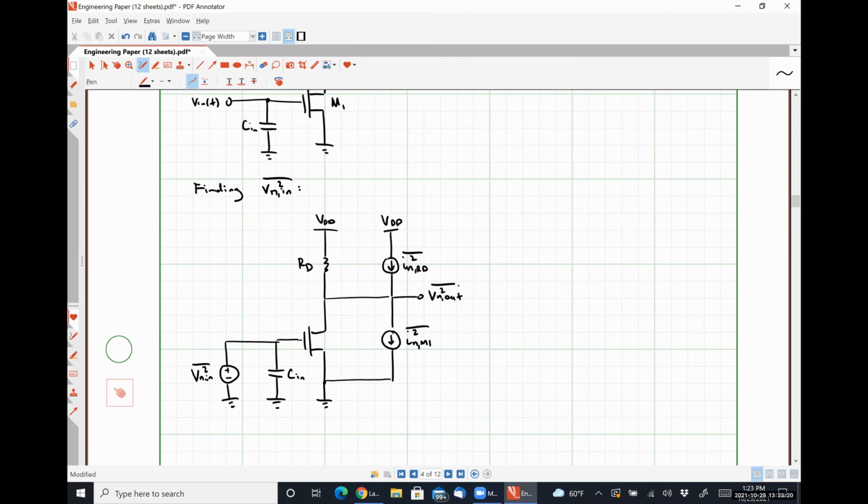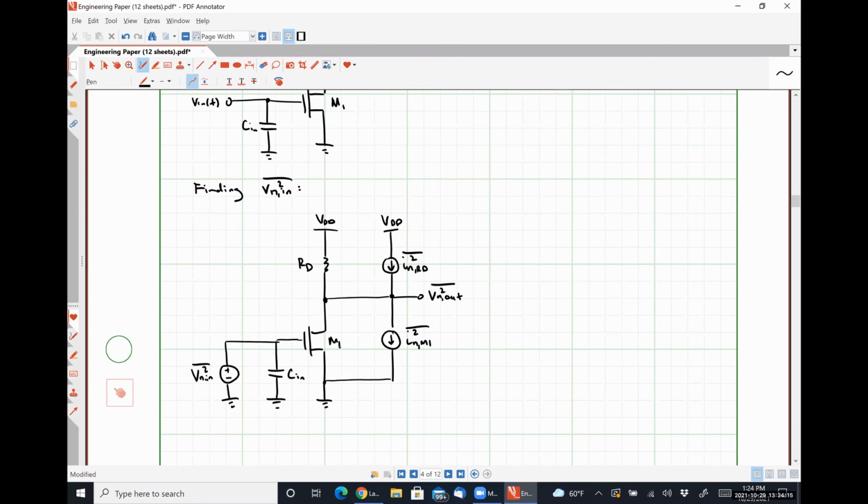All right. So how do we find that output noise voltage, right? Anybody have any thoughts? How is this circuit any different from the one that we analyzed like 10 minutes ago? From the output side, it isn't. It should have the exact same output referred noise voltage, because this is generating the noise from the resistor RD. This is representing the noise from the transistor M1.